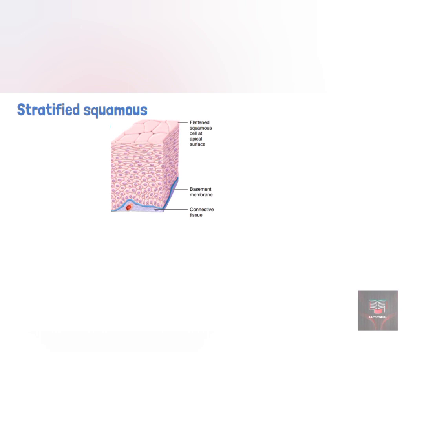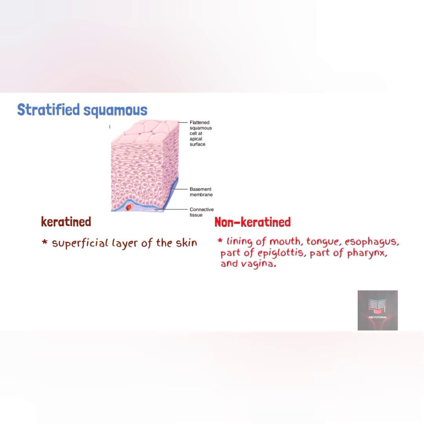Stratified squamous epithelial cells could either be keratinized or non-keratinized, depending on the presence or absence of keratin in the apical layers of cells. Keratinized stratified squamous epithelial cells are usually found in the superficial layer of the skin, while the stratified squamous non-keratinized epithelium are usually found in the lining of the mouth, the tongue, the esophagus, part of the epiglottis, part of the pharynx and the vagina. Stratified squamous epithelial cells usually protect against abrasion, water loss, ultraviolet radiation, and foreign body invasion.